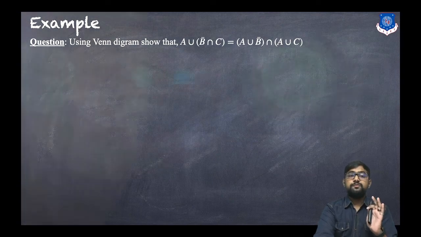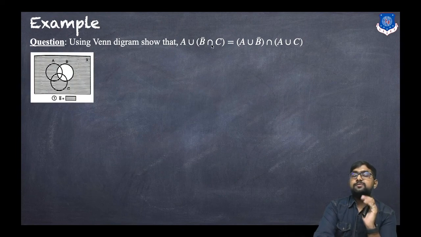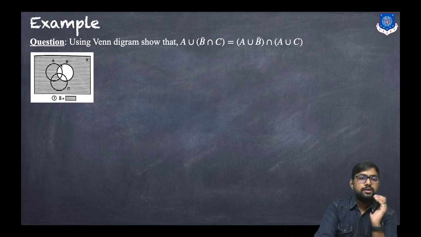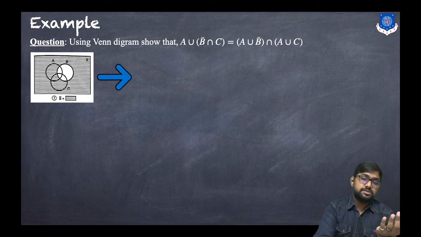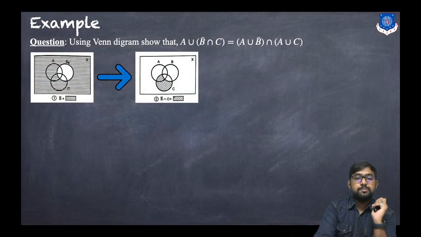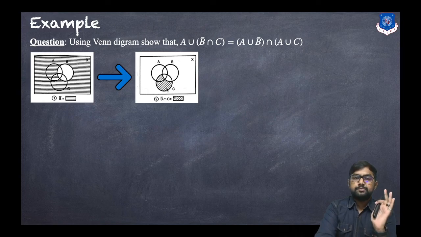What is the first step? For the left hand side we need B' ∩ C. So first, what is B'? We have three sets A, B, C. B' is everything except B, the shaded part. Next step, we find B' ∩ C. This is the whole B' intersected with C. So the intersection will be this shaded part. So this is B' ∩ C.